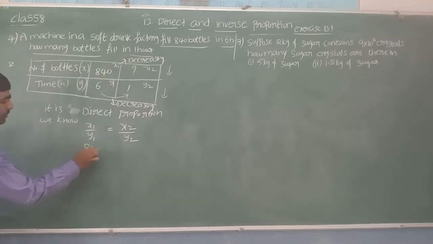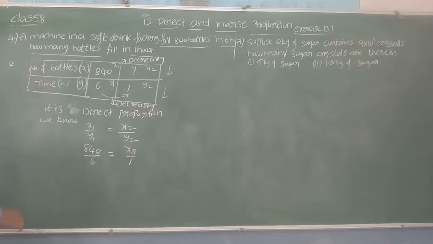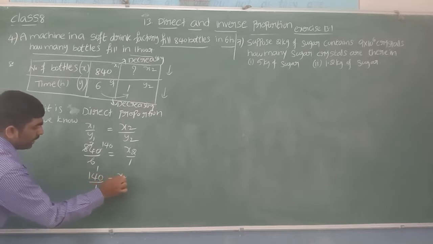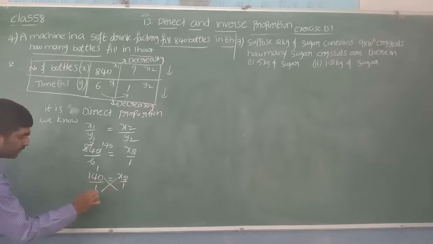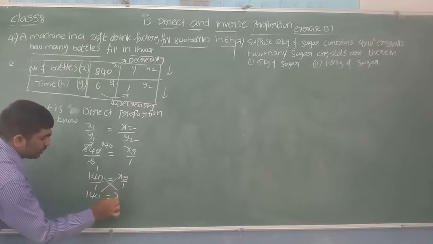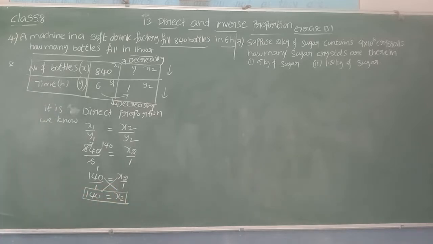So x1 is 840 by y1 which is 6, equal to x2, which we don't know, by y2 which is 1. You can simplify it now. 6 ones are 6, 6 fours are 24, and 6 zeros are 0. I got 140. So 140 by 1 is equal to x2 by 1. Then you can go for cross multiplication: 140 into 1 is equal to 1 into x2. So x2 is 140.